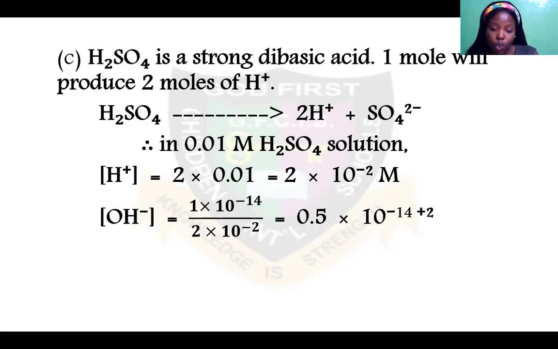1 over 2 is 0.5. That's why you're having 0.5 there. Times 10 raised to power minus 14 plus 2, because when minus 2 crosses the equality sign, it becomes plus in standard form. So we now have our answer to be 5 times 10 raised to power minus 11 molar. Remember I said molar means capital letter M, also means mole per dm³. So it's the same thing.